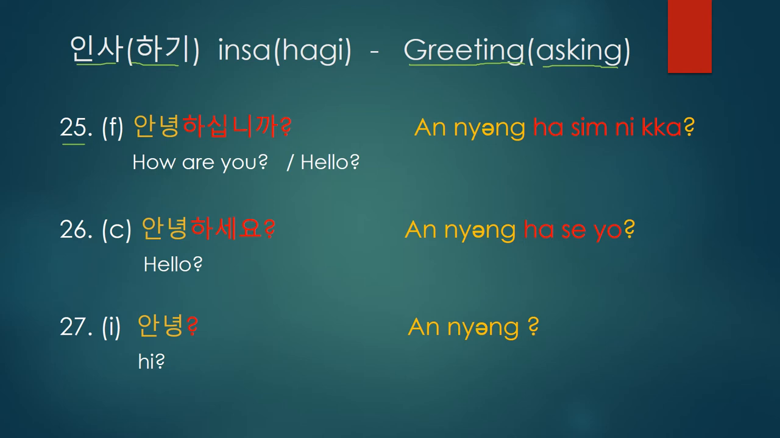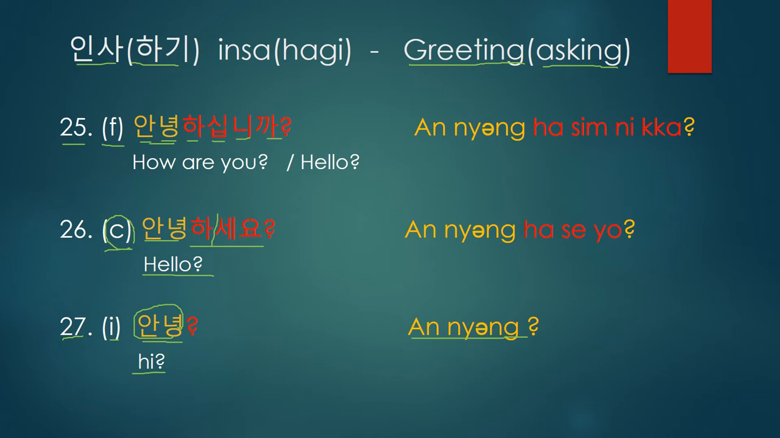Number 25, formal style. 안녕하십니까? Number 27 is informal style. 안녕. It means hi. It's informal, so you can use this to your friend. And it changes to casual style. You can use this ending 하세요. So 안녕 changes to 안녕하세요. It means hello.